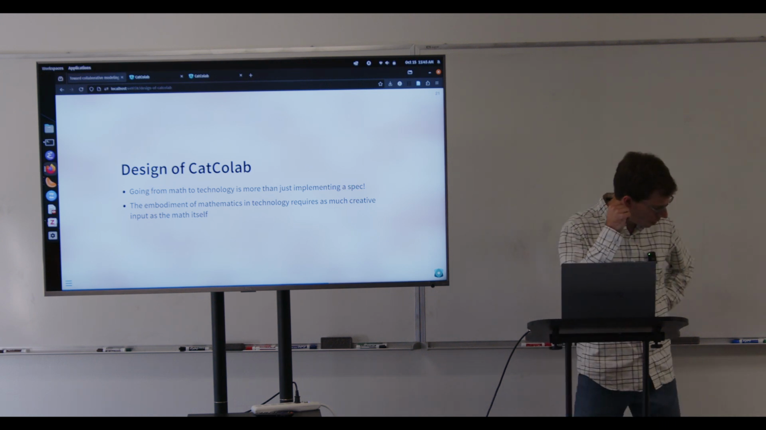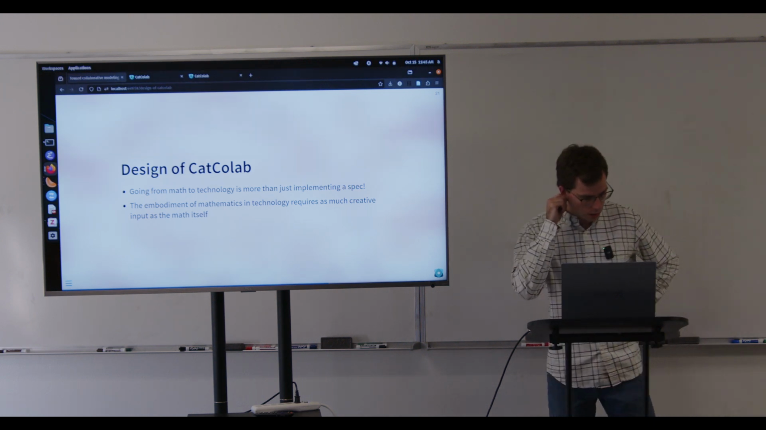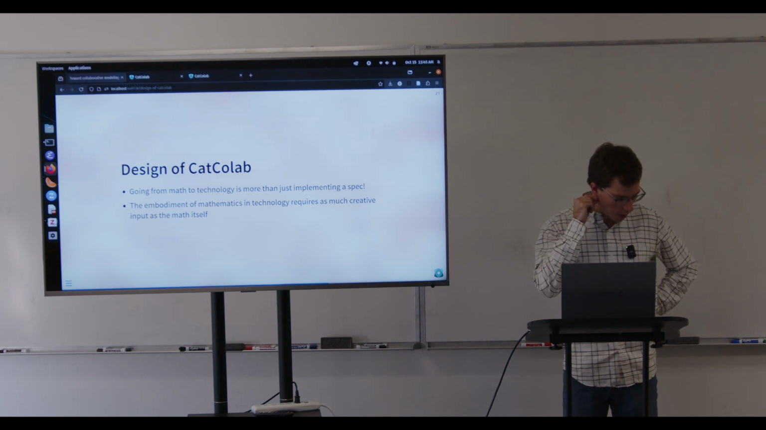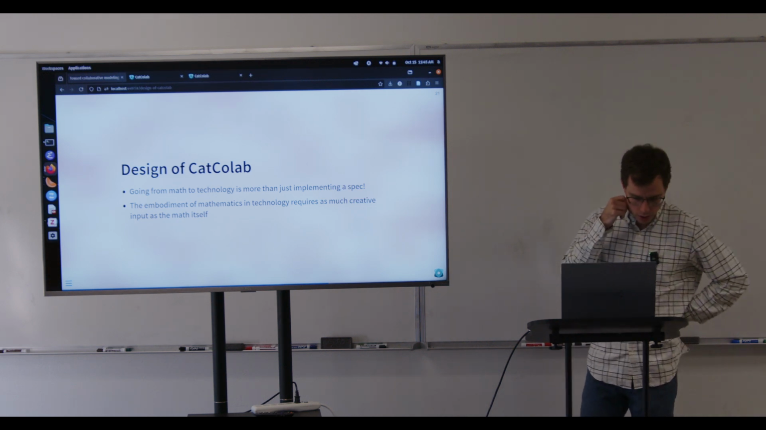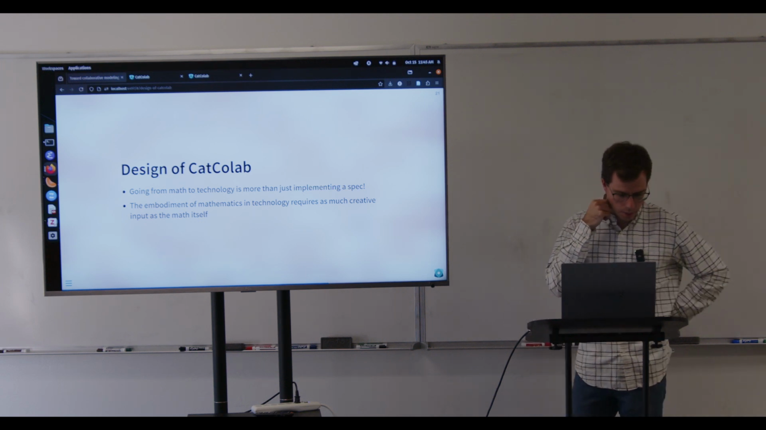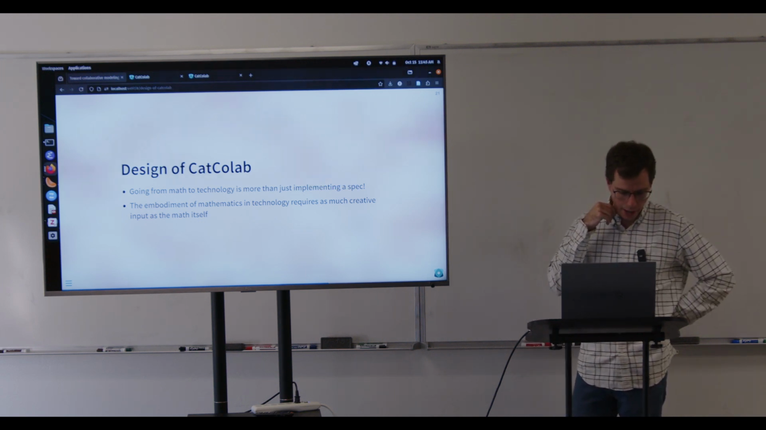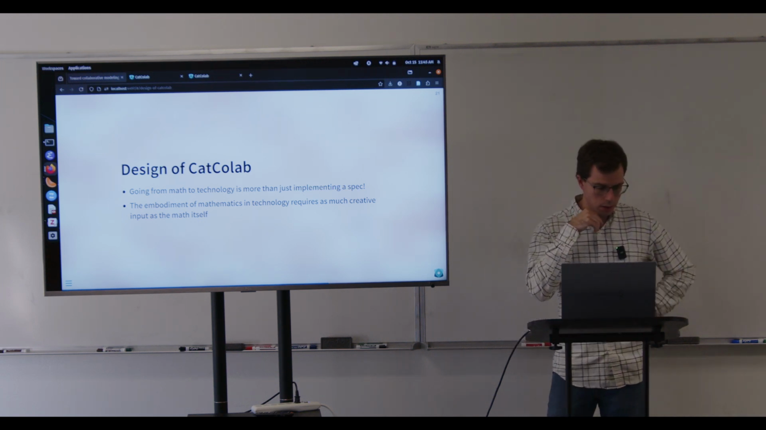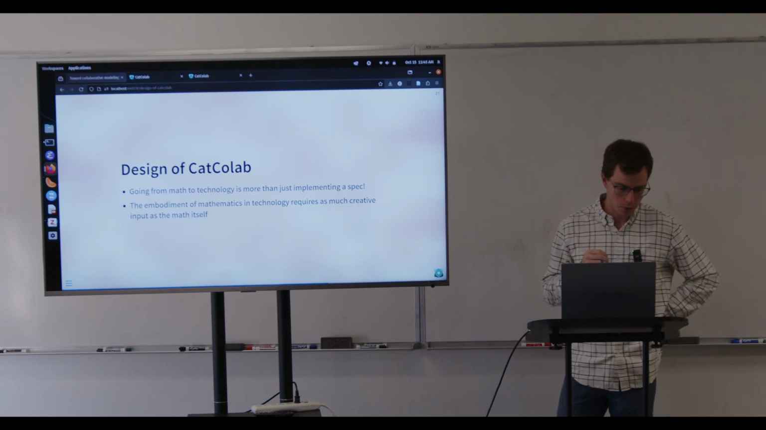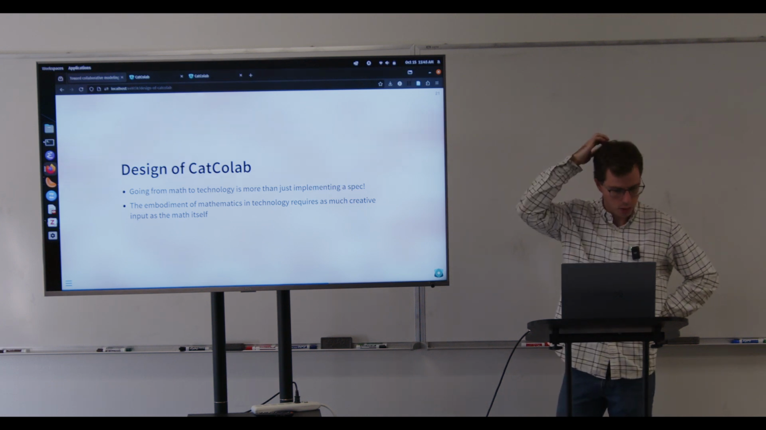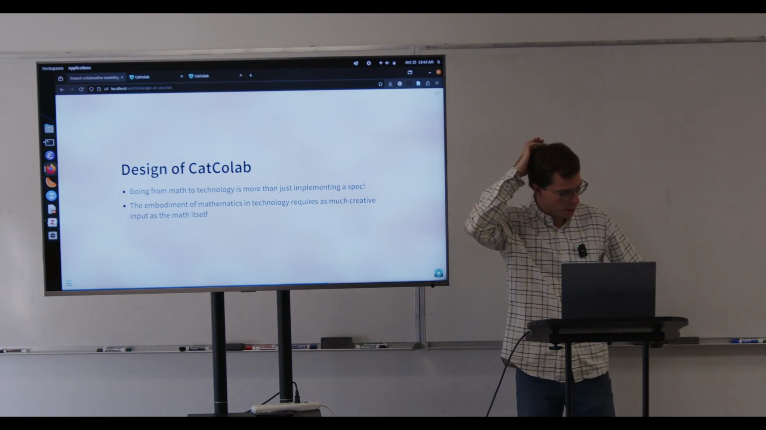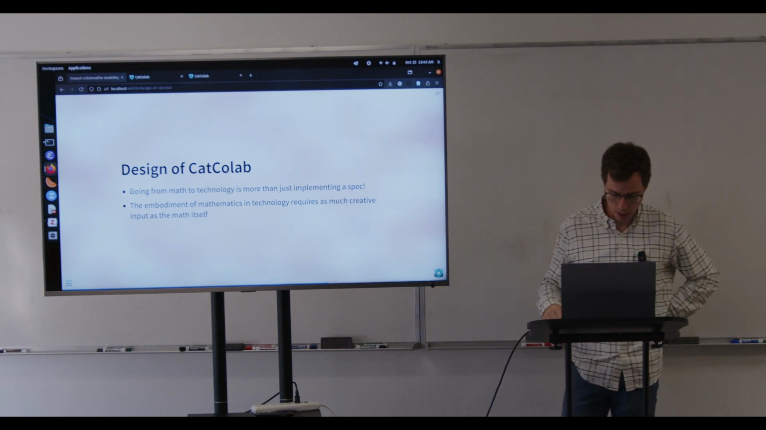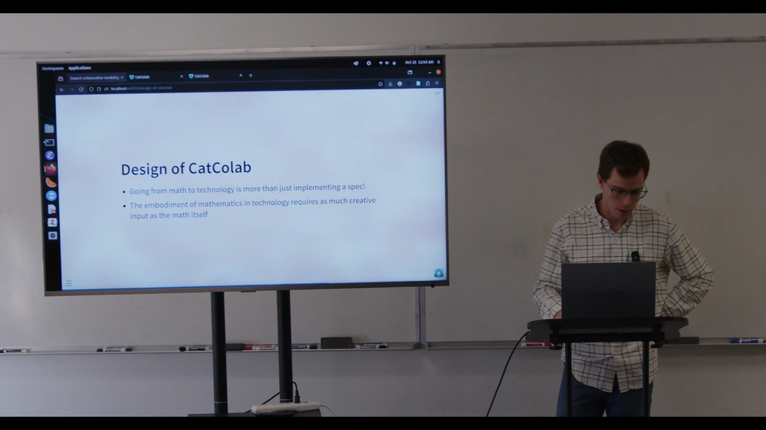So I want to talk a bit about the design of the tool, right? Because there's a big leap, not just in terms of the engineering work that you have to do, but even in thinking about what the thing looks like. How do we want to interact with it, going from the math that I just presented to the demo? I think this is a creative process that we need to take seriously around here, and I want to spend some time talking about some of the thoughts that went into this.